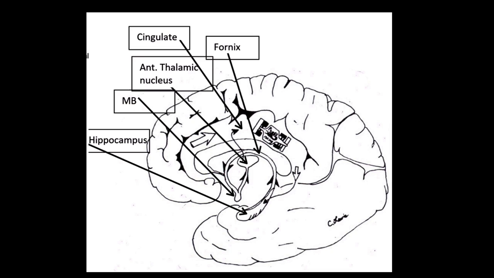Okay, the next part goes up to the thalamus, to a nucleus called the anterior thalamic nucleus. Okay, later on we'll go through each of the individual thalamic nuclei, but it's the anterior thalamic nucleus that is part of the limbic system. From there it goes up to the cingulate gyrus, and from the cingulate gyrus back down to the hippocampus.